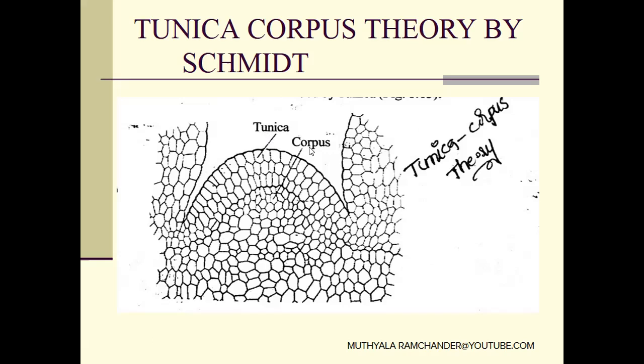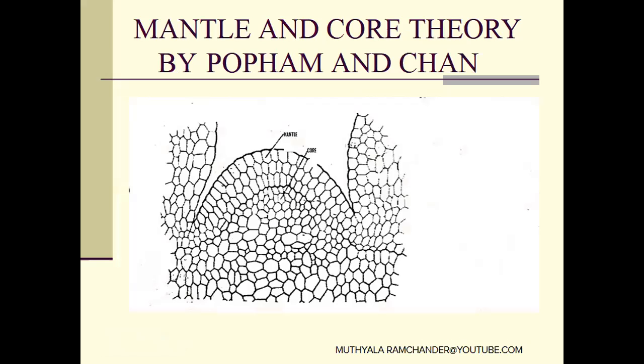Below the tunica tissue, corpus tissues are present. The corpus tissues participate in the periclinal divisions. They develop into periblem and plerome of shoot. Periblem develops into cortex of shoot. Plerome develops into stele or vascular portion of shoot. This theory is accepted by a large number of botanical scientists. And the tunica corpus theory is replaced by the mantle and core theory.